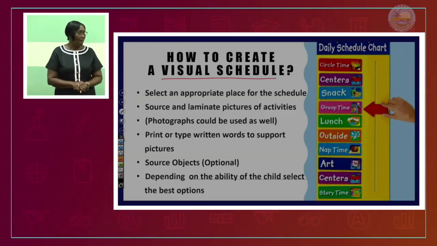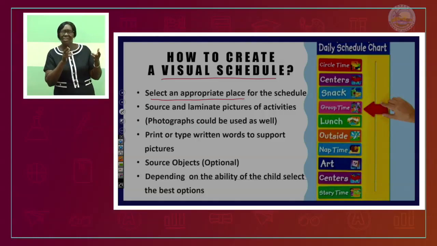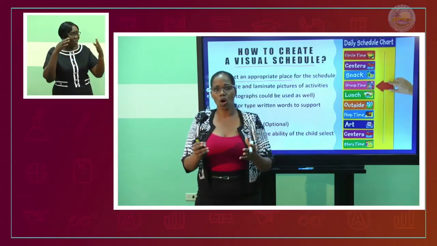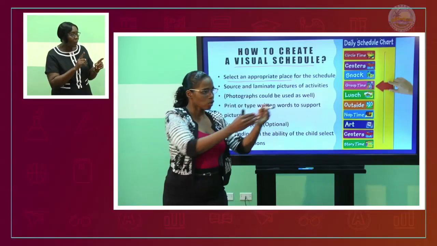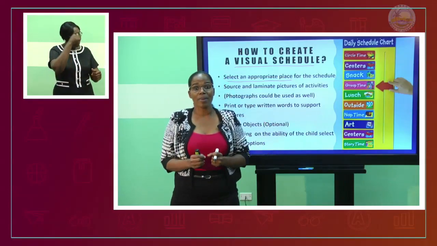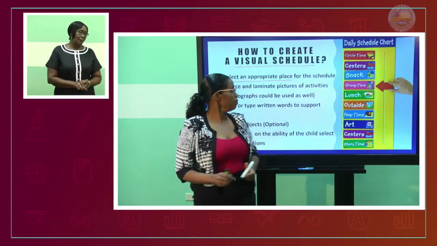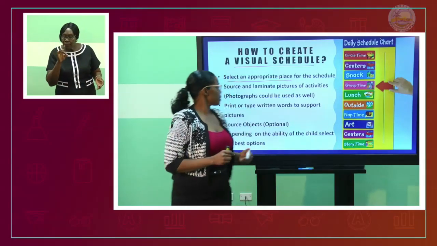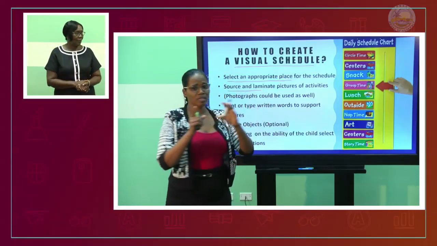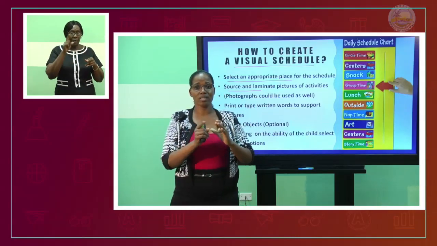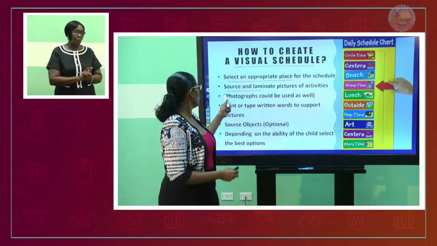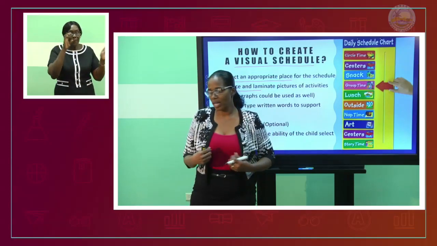All right? So the first thing we need to do is to select an appropriate place for the schedule. So we would have spoken before, where am I going to put it? On the fridge, on the wall? Am I going to put it on the door? Am I going to put it somewhere that only the child can see it? And remember, it is a visual schedule for the child. Okay? So you select that place. You're not going to put it in the bedroom, because remember, the schedule needs to be where the work is being done. Source and laminate pictures for the activity.